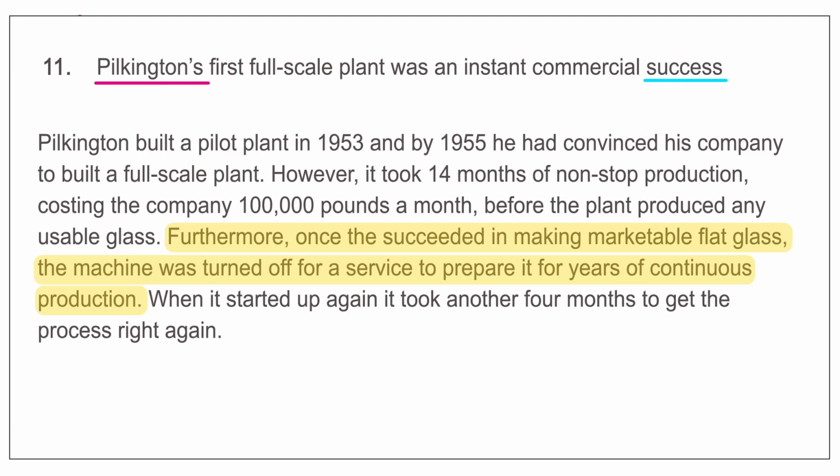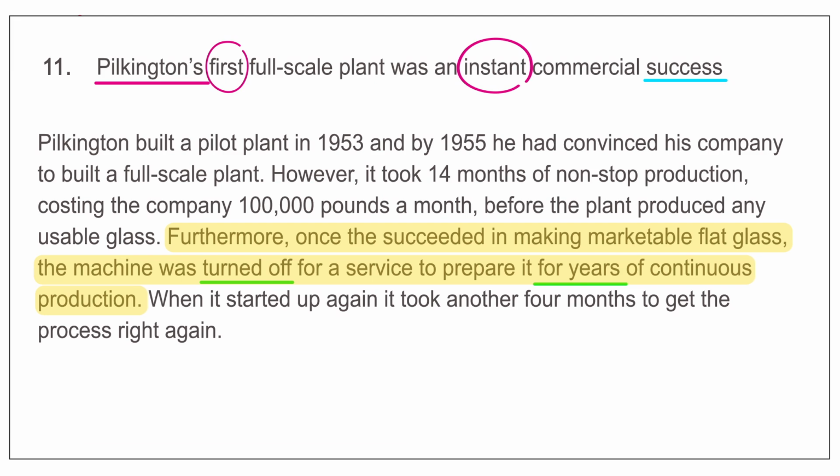Now, what we need to do is to read the question again. Pilkington's first full-scale plant was an instant commercial success. "First" is very important. Was it instant? Just right away it was successful. Now let's read the text again. Furthermore, once they succeeded in making marketable flat glass, the machine was turned off for service. So there was something wrong with the service. So that was not, let's say, an instant commercial success, right? And it took years for continuous production.